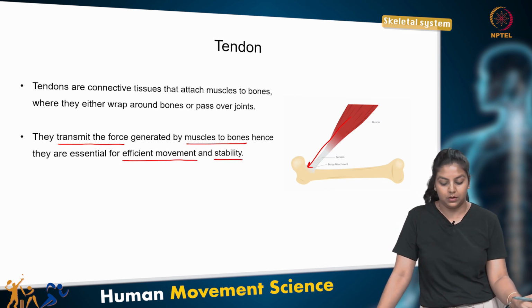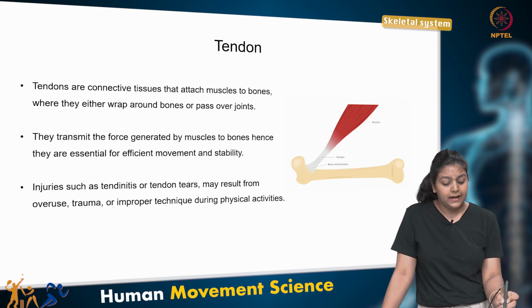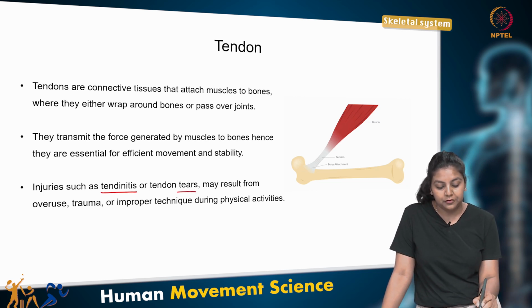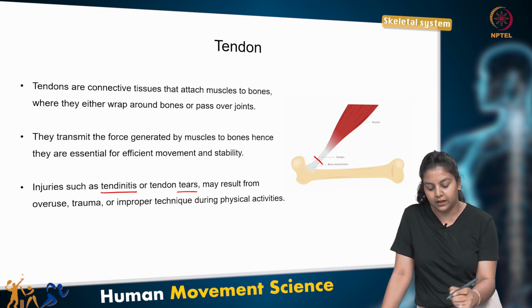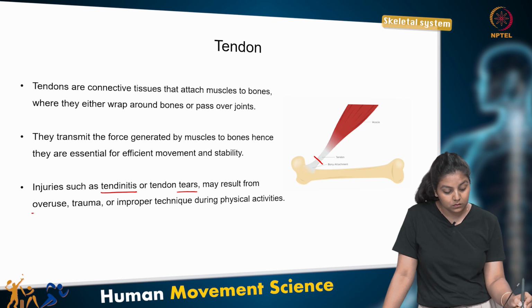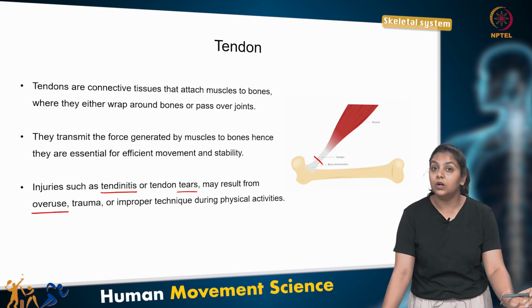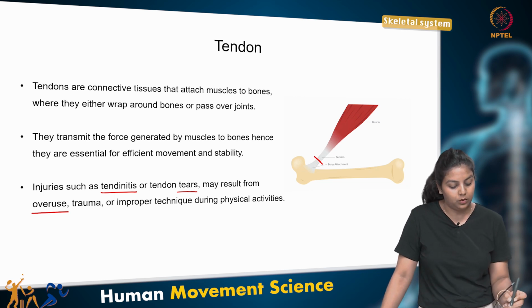movement and stability, right. So injuries such as tendinitis, which is an inflamed tendon, or any kind of tear here, may result from overuse, very common if we don't pay attention to how our workouts and everything are designed, if we overwork out.